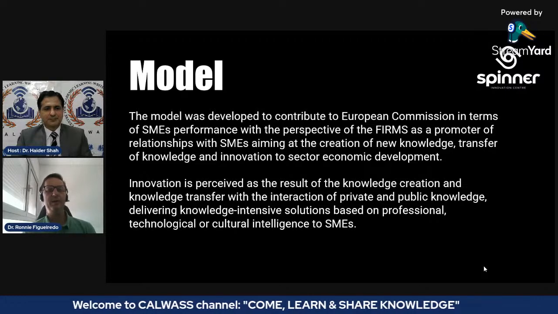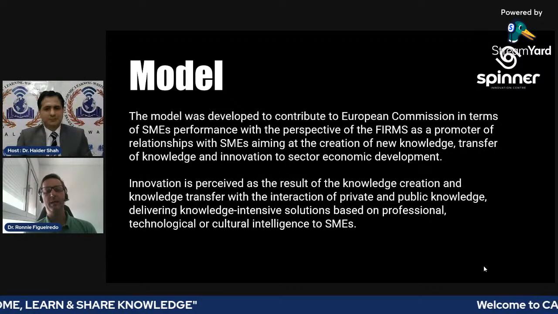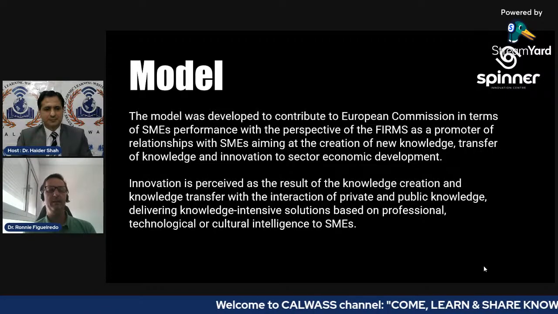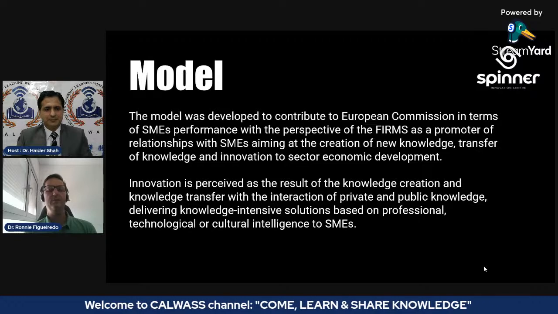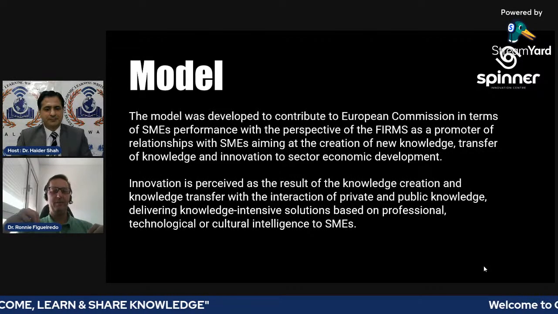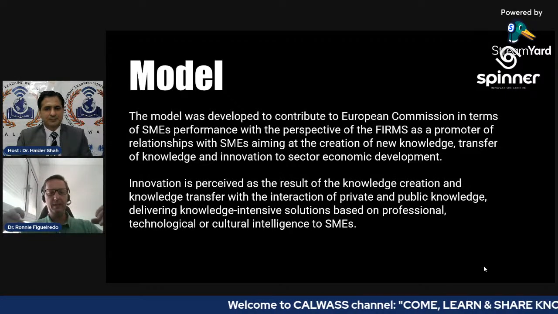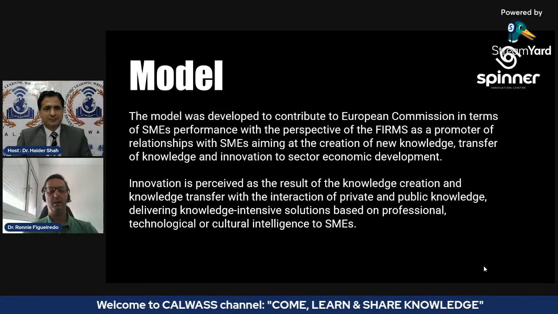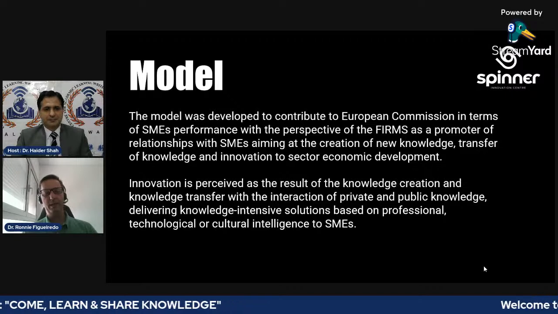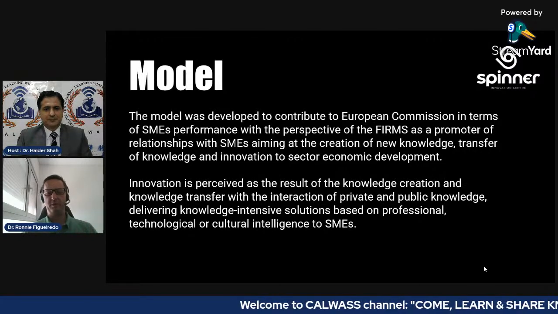The idea is to combine public and private knowledge to conclude three main outputs: professional, technological, or cultural knowledge or intelligence. What is that? When you combine public knowledge with private knowledge, the knowledge that you need in your ecosystem, through these matching processes, you have three main outputs. You can combine the three, two, or only one.